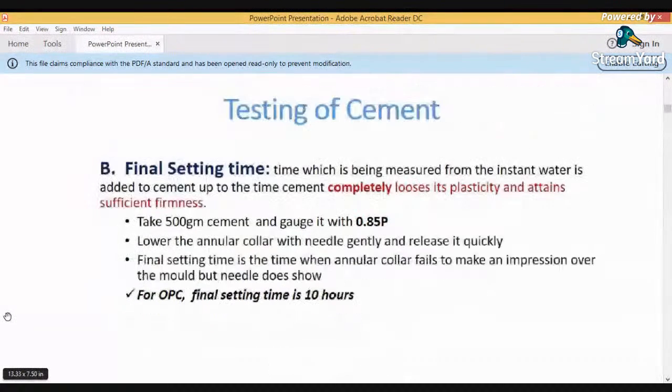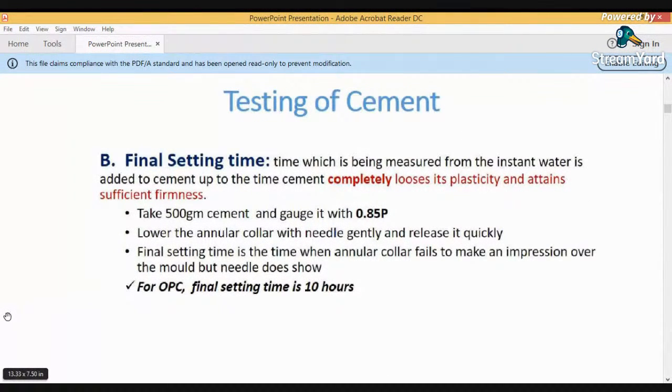Okay. Then we have to go for the final setting time. Final setting time is the time from the instant when we are adding the water into the cement to the time when the cement completely loses its plasticity and attains sufficient firmness. Sufficient firmness means when it is about to become rigid, not completely rigid, but at the verge of rigid. So the time from adding the water to the time when the cement completely loses its plasticity is called final setting time.